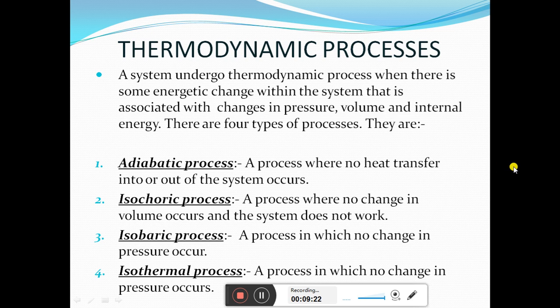The adiabatic process is a process where no heat transfer into or out of the system occurs. Isochoric process, a process where no change in volume occurs and the system does no work. Next is the isobaric process, a process in which no change in pressure occurs. Isothermal process, a process in which no change in pressure occurs.